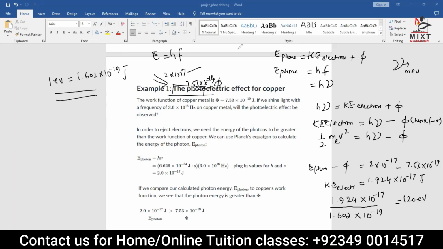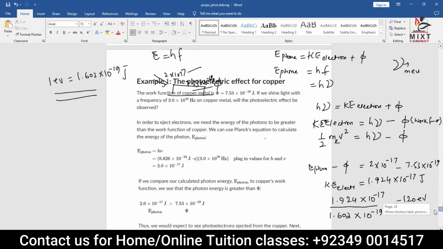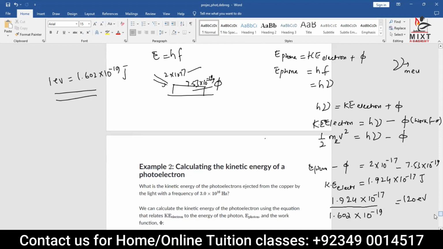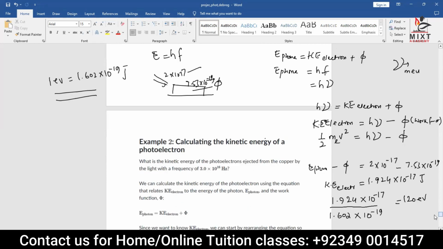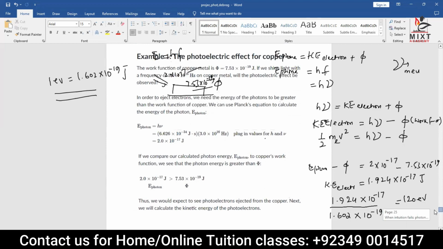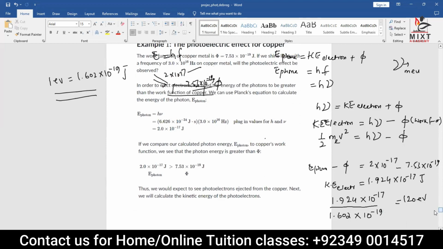Let me come to another numerical for that. Can you try this? What is the kinetic energy of a photoelectron ejected from copper by light with a frequency of 3.0 into 10 raised to power 16 hertz? So kinetic energy of that. I think the copper work function is already provided at the top, so you have to use the same one. Phi value is 7.53 into 10 raised to power minus 19 joules.